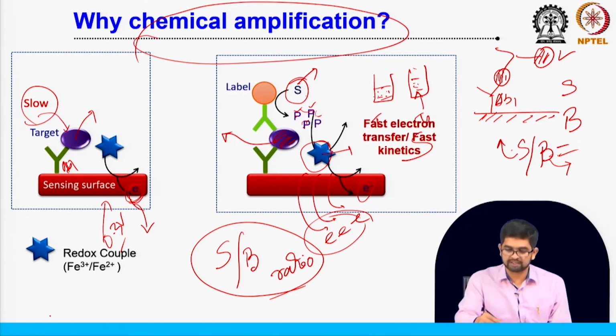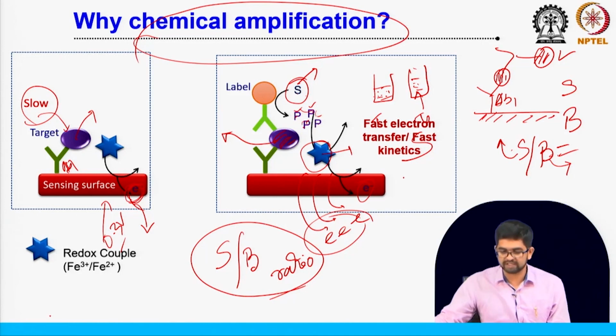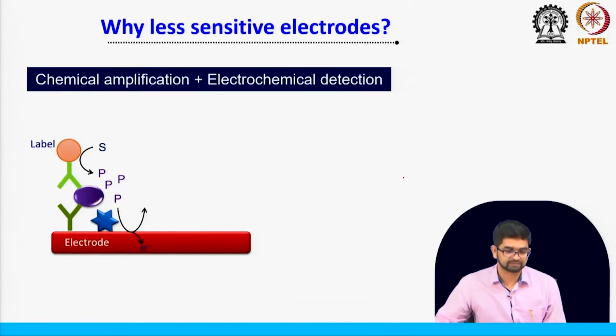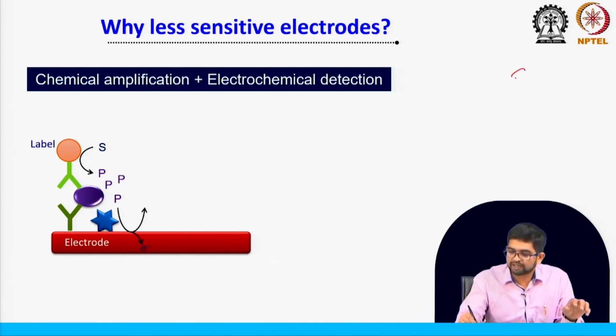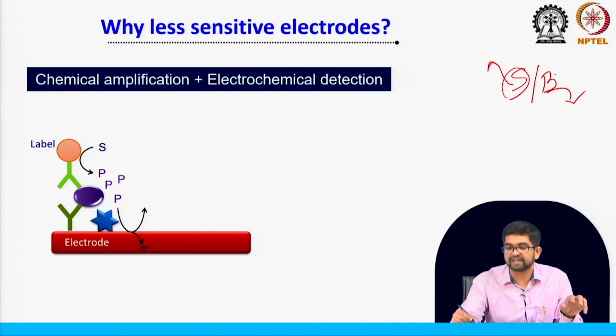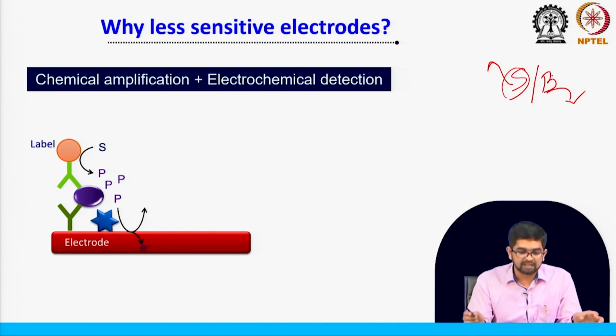So, naturally, this is a fast electron transfer process, and it is a very fast technique. Okay. This is called amplification. Just now I told you about the signal to background ratio, no. So, we have to get this value high and this value low, then only we can achieve ultrasensitivity.